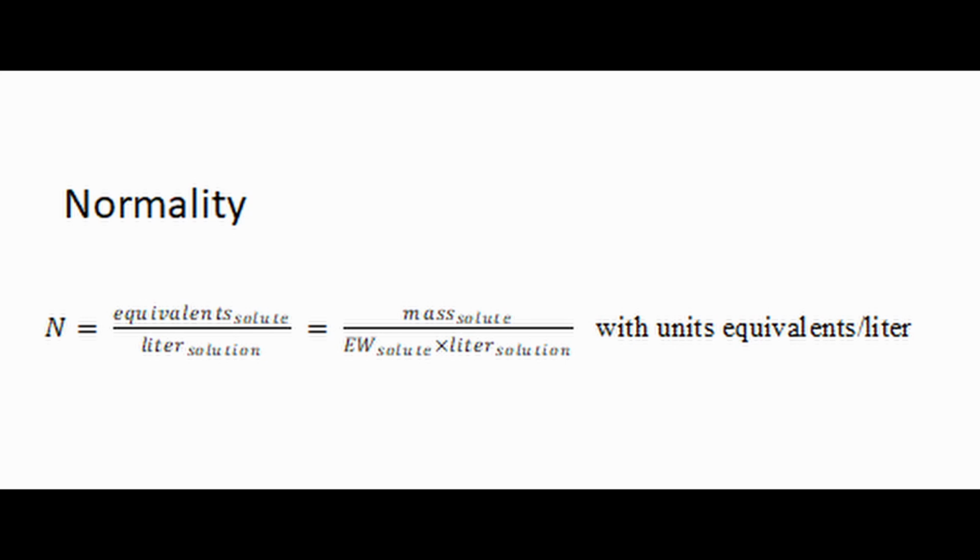The notation symbol for normality is usually a capital N. The defining equation for normality is shown. Normality equals equivalents of solute divided by liters of solution, or mass of solute divided by equivalent weight of solute times liters of solution. All give units of equivalents per liter.